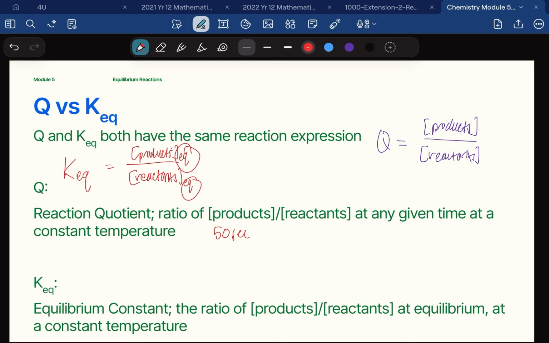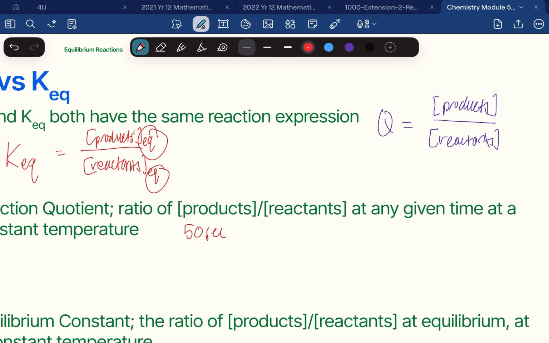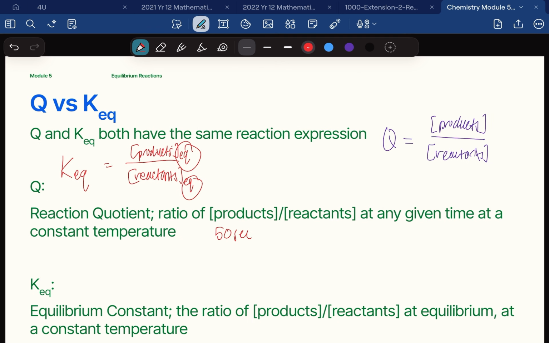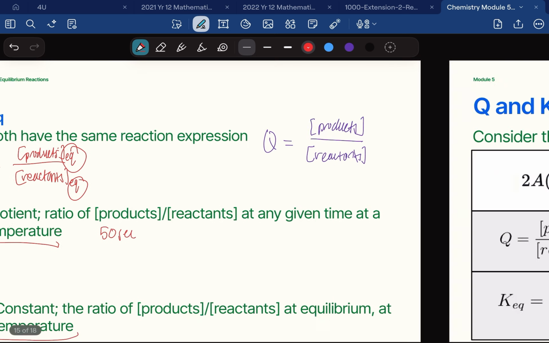So Q is the ratio of products to reactants at any given time. Both of these have to be kept at a constant temperature. It doesn't matter what temperature it is, as long as it doesn't change, then your KEQ and Q values won't change, because, as I'll get to in the next lesson, KEQ depends on temperature only.